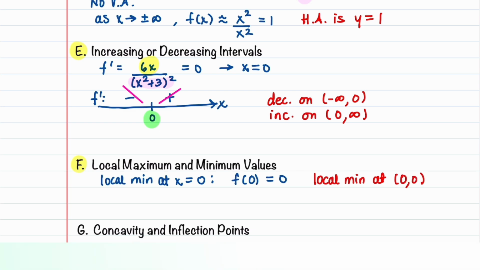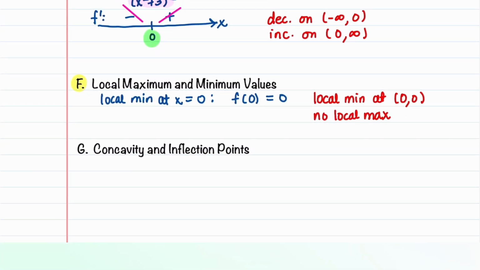So that's just a min at the origin. And from our graph in part E, we can see that we have no local max. So let's write down no local max. Let's now look at concavity and inflection points.